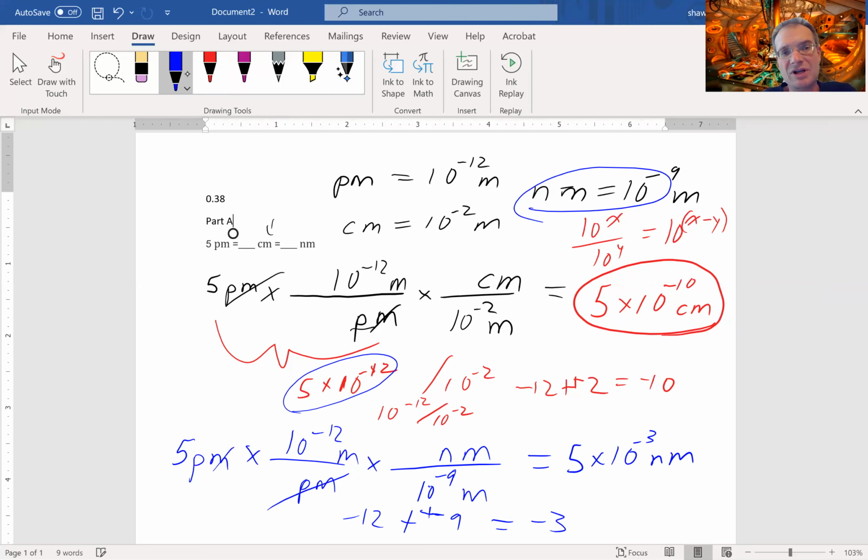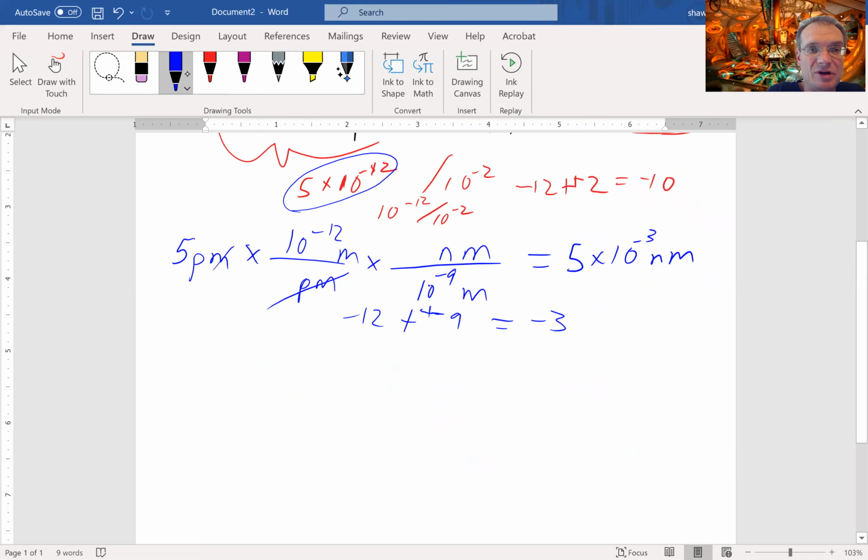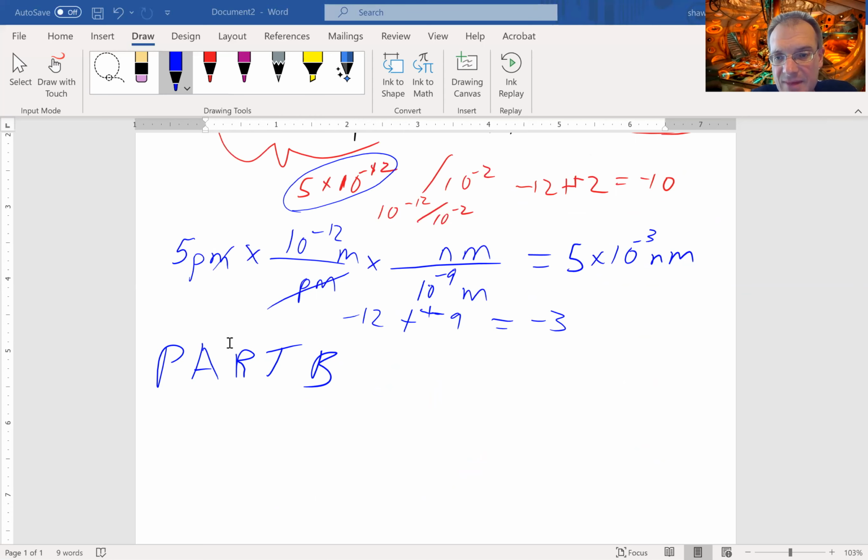This person also wants part B looked at. So let's take a look at part B as well. Part B is the same thing we just solved for really there. 5 picometers equals how many nanometers. Let's take a look at this one real quickly. They want 6.1 cubic centimeters into cubic millimeters. That one would behoove us to work it. So we've got 6 cubic centimeters, and they want to know how many cubic millimeters that is.